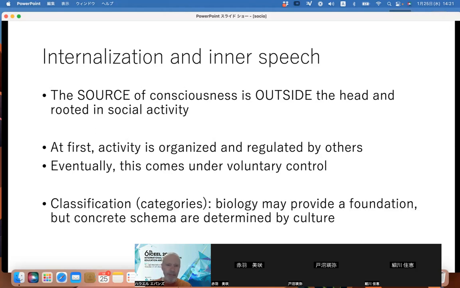You've got things like classification. We talked about that before, you know, the tools and not tools, the hatchet, the hammer, the log, and so on. It seems that biology may provide a foundation, but concrete schema are determined by culture, right? In other words, in some ways we're all the same, but at the same time, all cultures are different, right?